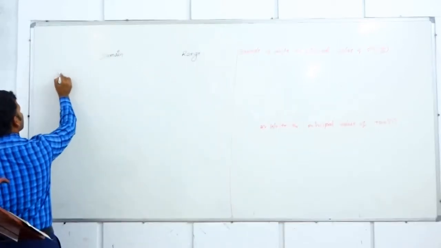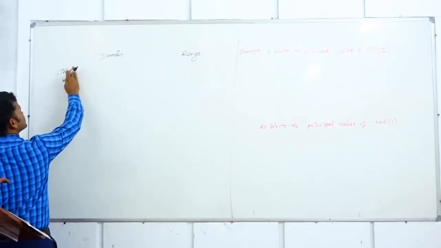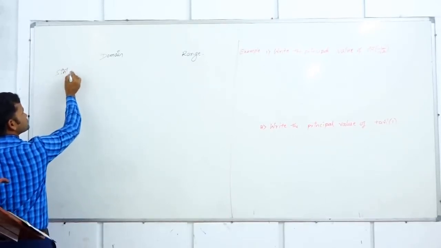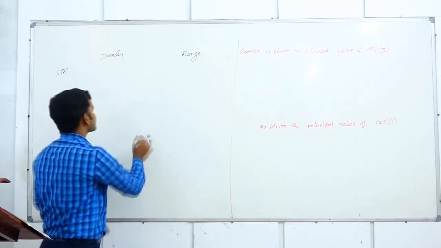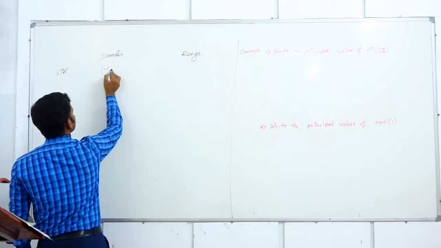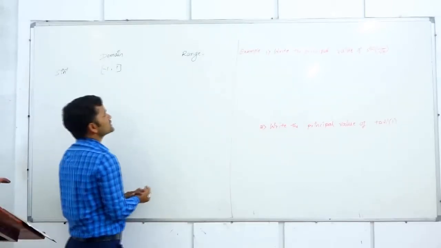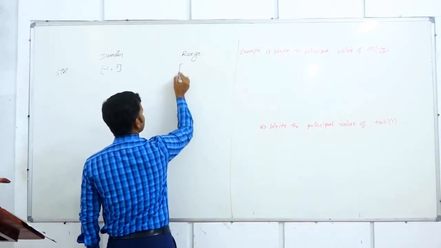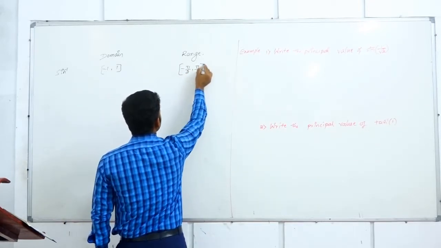Coming to the first one, that is sine inverse. Sine inverse, what is its domain? What are the values we can substitute? Only the values from minus 1 to plus 1. This is the domain of sine inverse. What about its range? Its range is the closed interval minus pi by 2 to plus pi by 2.